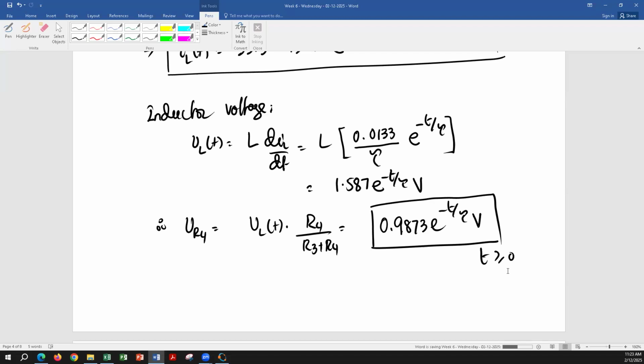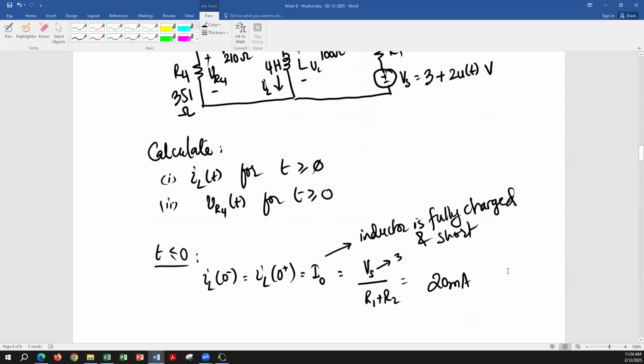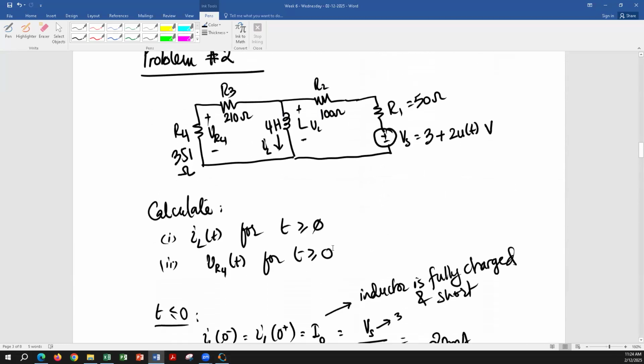Is there a reason why we wouldn't evaluate this further? I did not ask anything beyond that, right? It depends on the question. In the question, I'm asking only to calculate iL(t) and VR4(t) for t greater than or equal to 0.